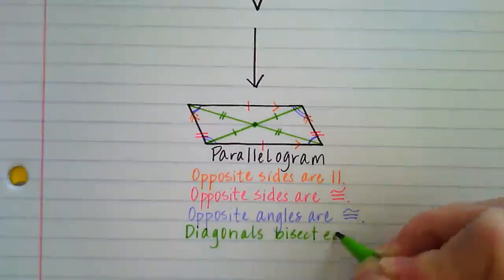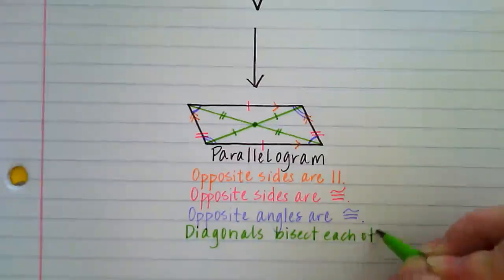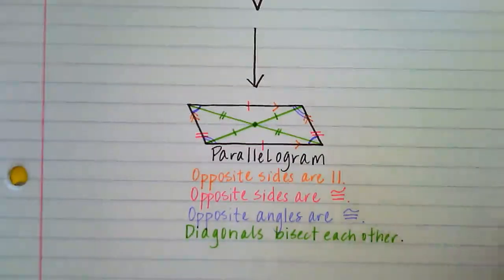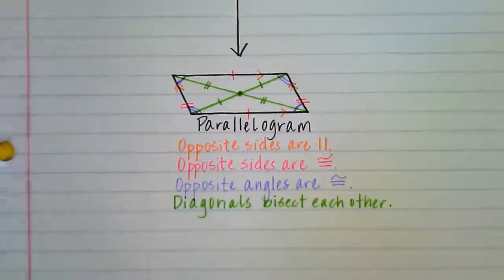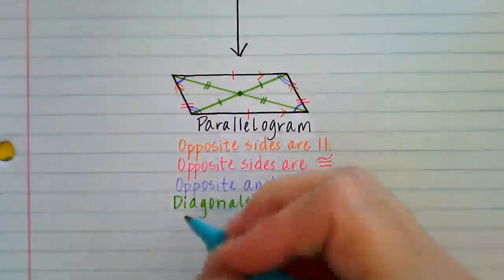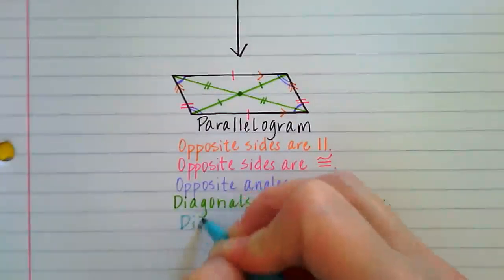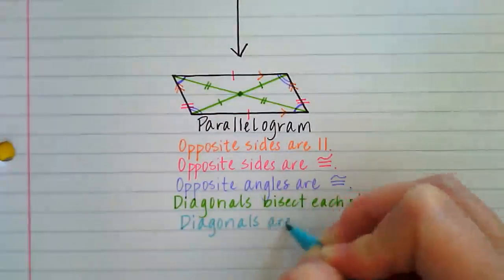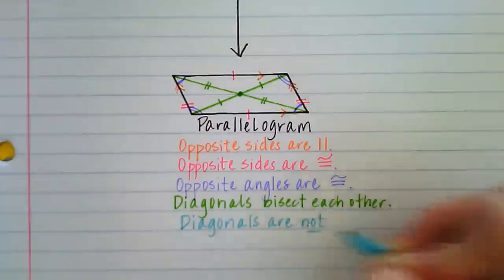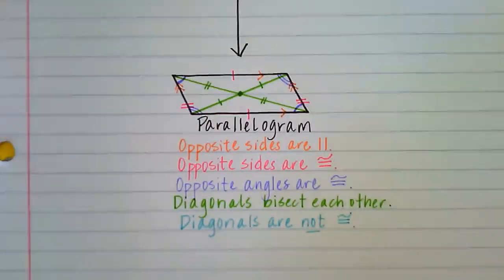Diagonals bisect each other. So that means that when they meet, they're meeting at their midpoints. However, the diagonals are not congruent. So I might do that in a different color. So the two diagonals themselves are not congruent to each other.